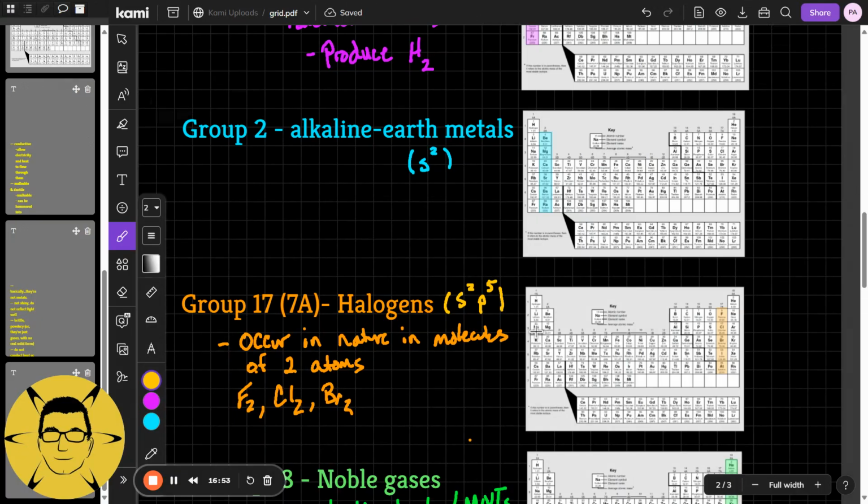Okay, they occur in nature in molecules of 2 atoms. They always appear in pairs. There are a couple other elements that also do this, but all of the halogens do this. They all appear in pairs of 2. So fluorine is F2, Cl2, Br2. Okay, that is their elemental form, appearing in pairs.